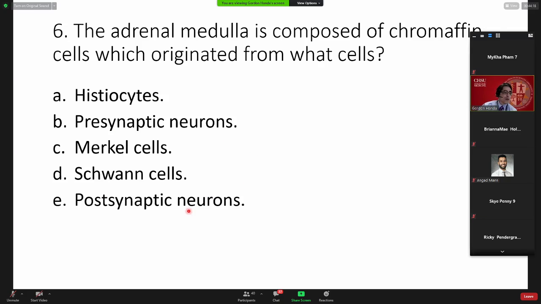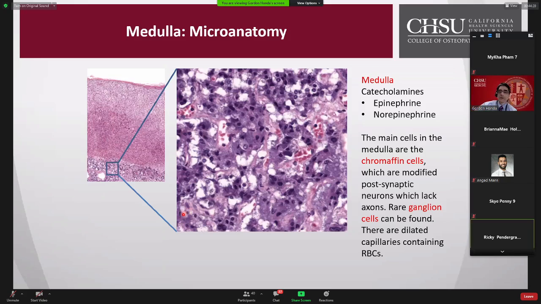Okay, so let me just jump here. Here's the slide from the pre-read. Here's where the medulla is, way down here, and it's got that deep dark granular cytoplasm, lots of blood vessels. And if you read the text here, it says chromaffin cells are modified postsynaptic neurons, which lack axons. And they also mention here there are rare ganglion cells intermixed in there, which are not shown in this picture. Okay, so you're on the right track. You got it. Postsynaptic nervous cells, neurons.